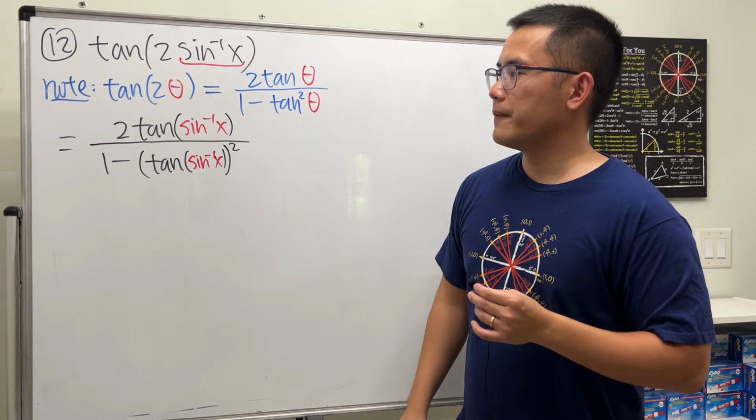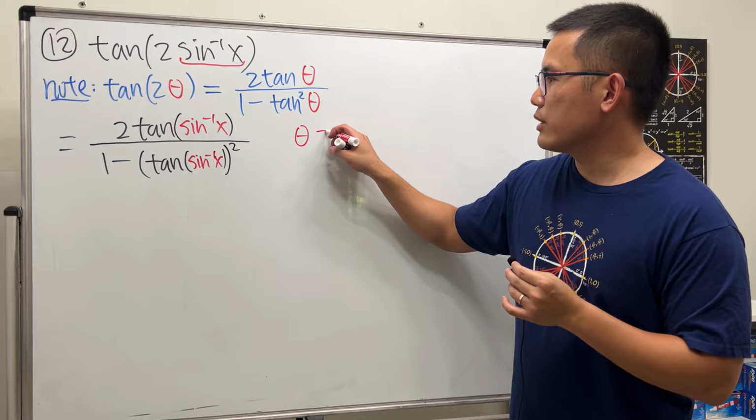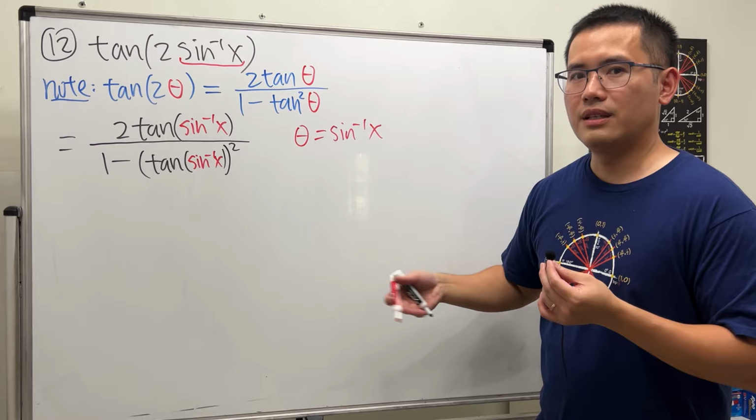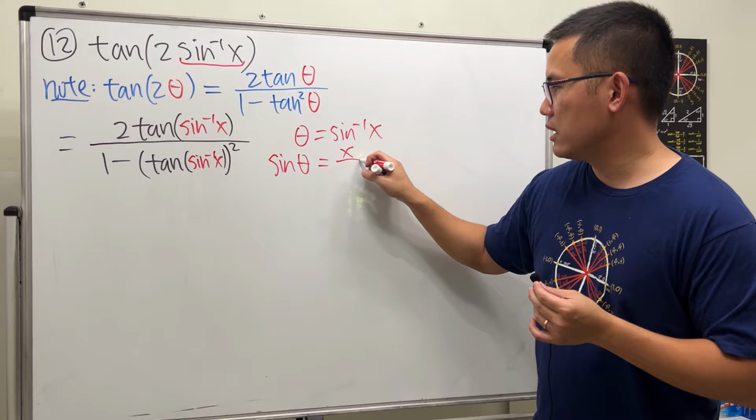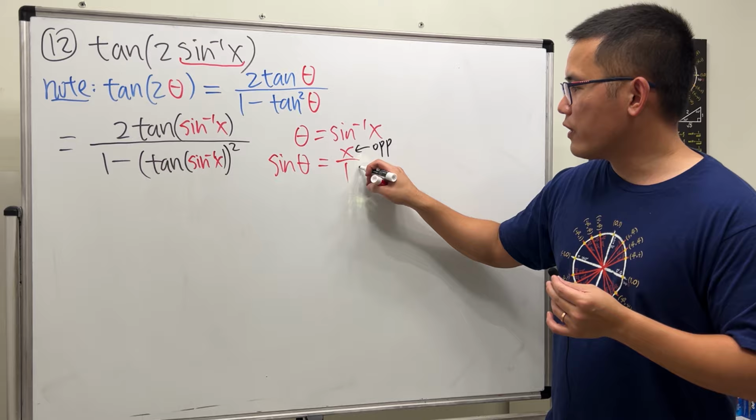Now let's go ahead and do the triangle method. So I will put the angle theta to be inverse sine x. Well, we did this earlier, let's do it again. So that's how we practice. So what do we do next? Take the original sine function. So we are looking at sine theta equals x over 1. Yeah, and then this is opposite over hypotenuse.